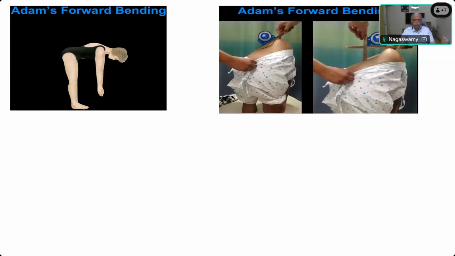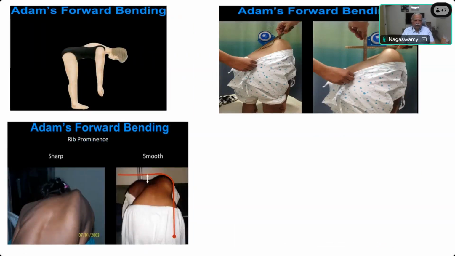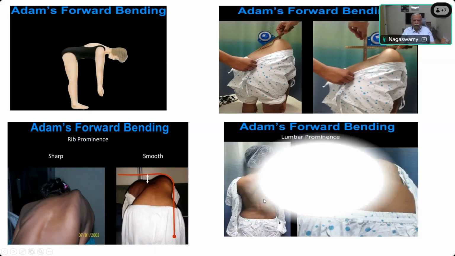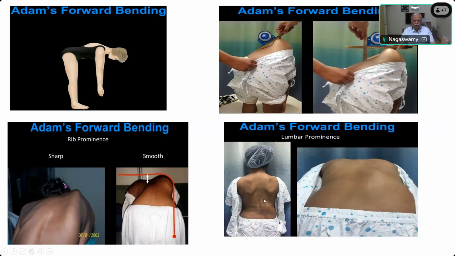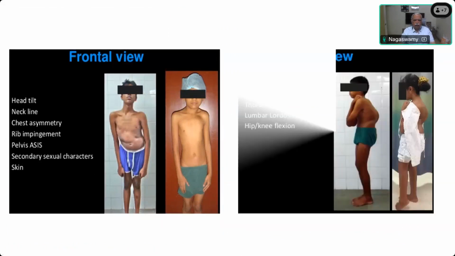It is mainly done to see the winging of scapula or elevation of the scapula. So you can see the rib prominence between a smooth hump and the elevated sharp hump that is happening in this forward bending. And lumbar prominence also can be made out. So these two things can be made out by this Adams test. And this is the frontal view, this is the side view of the patient.